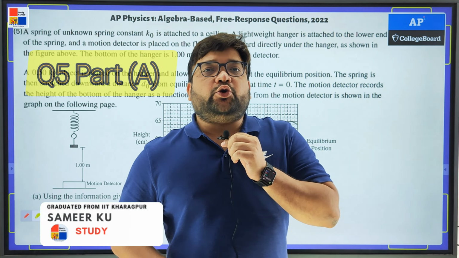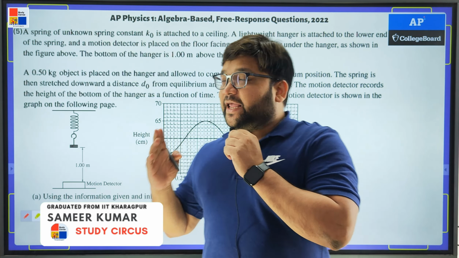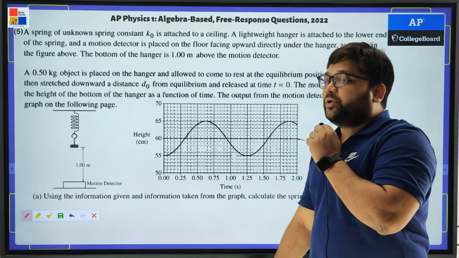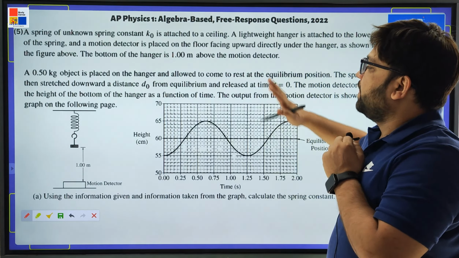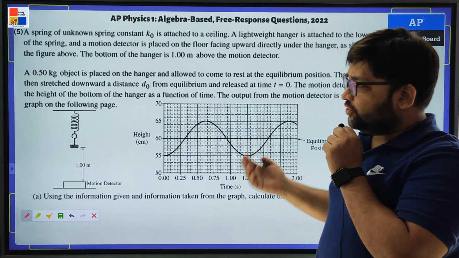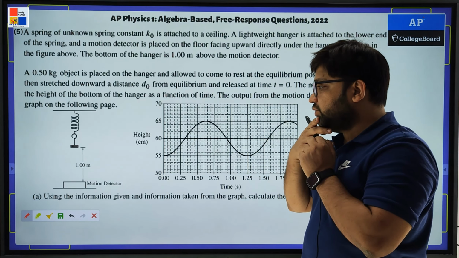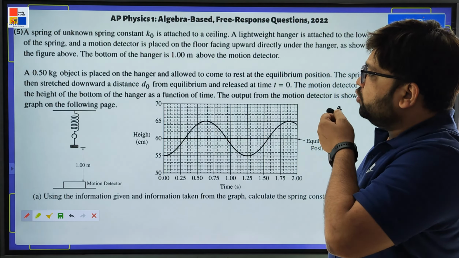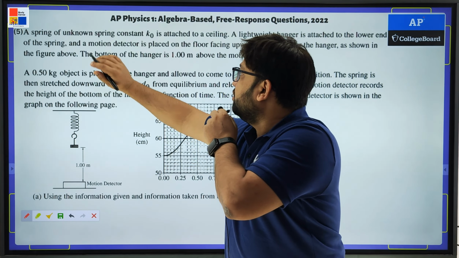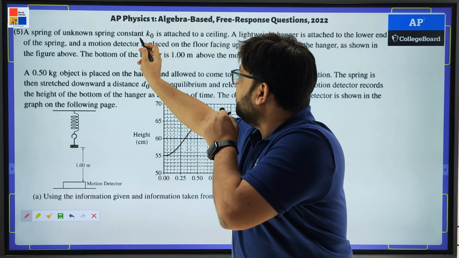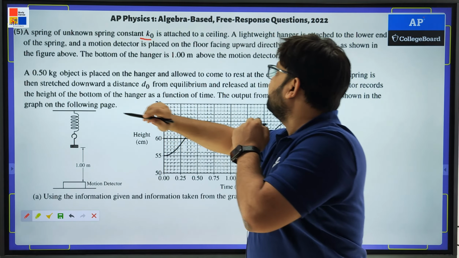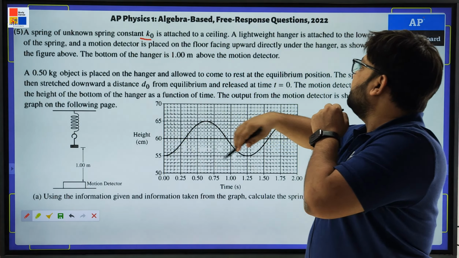We are going to see question number 5, part A for the 2022 paper. First I'll explain the question briefly and then we'll see how to answer some parts of the question. So there is a spring hanging. The spring constant is given to be K naught for the spring. It is attached to a ceiling.